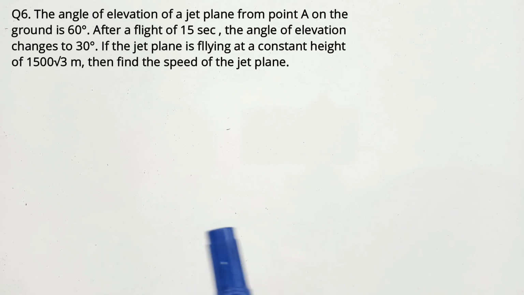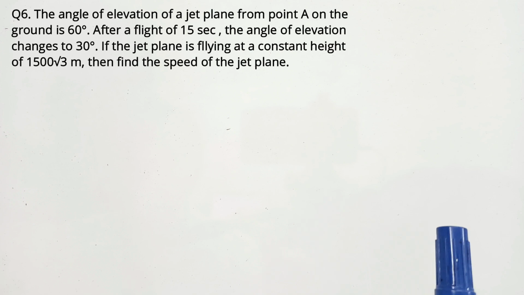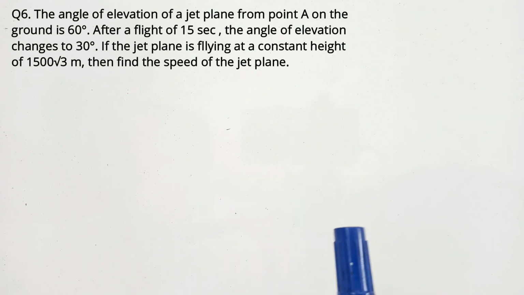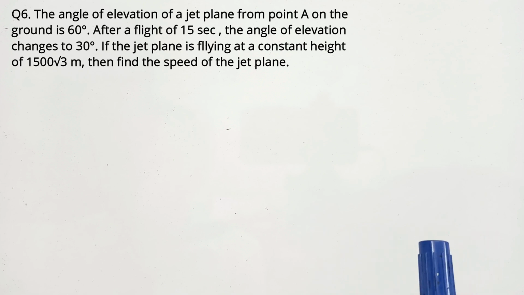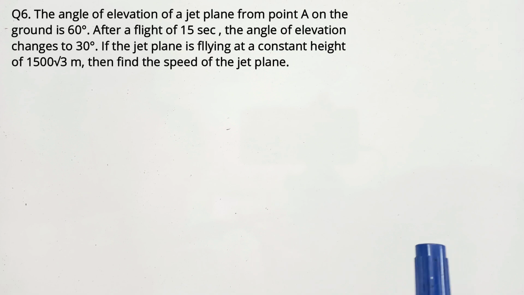Question number 6 of the class test. The angle of elevation of a jet plane from point A on the ground is 60 degree. After a flight of 25 seconds, the angle of elevation changes to 30 degree. If the jet plane is flying at the constant height of 1500 root 3 meter, then find the speed of the jet plane.